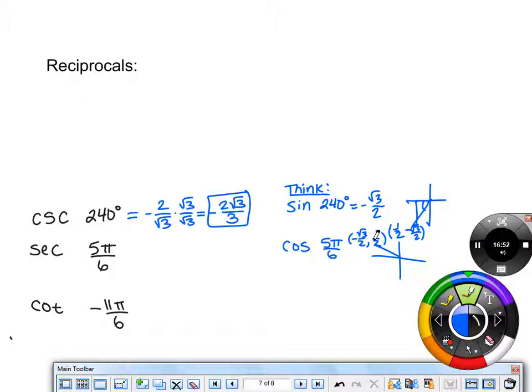All right, so then since it's cosine, I would be concentrating on the x coordinate, which in this case is negative root 3 over 2. And then the reciprocal of that.